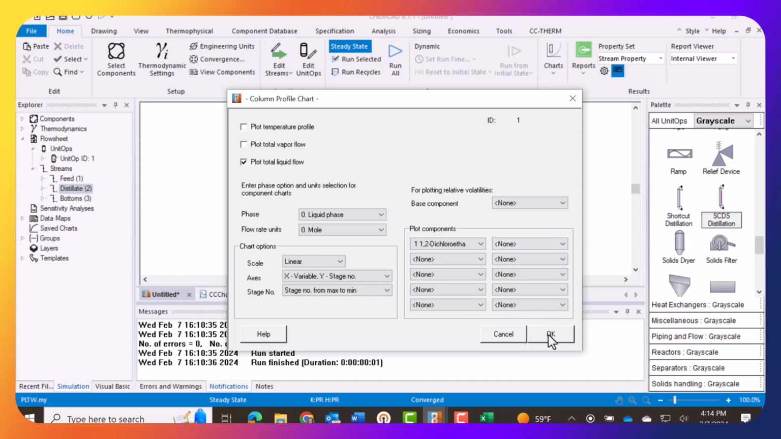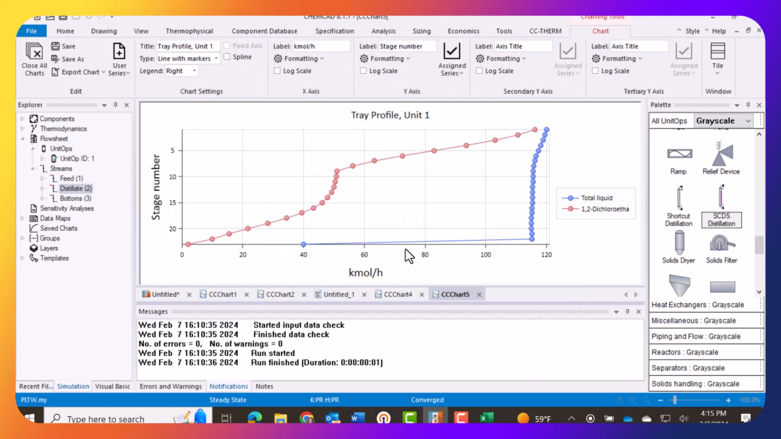And I just want to see how much dichloroethane is going from stage to stage. So this is the total amount of liquid, and this is how much dichloroethane is in each stage, in kilomoles per hour. And so you can see the performance inside the tower using this. This is not done using McCabe-Thiele. That's an approximation. This is done doing the rigorous energy and material balances.